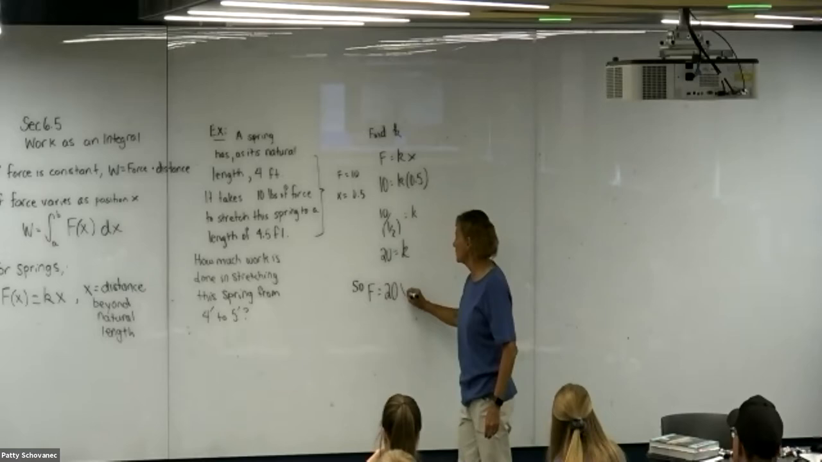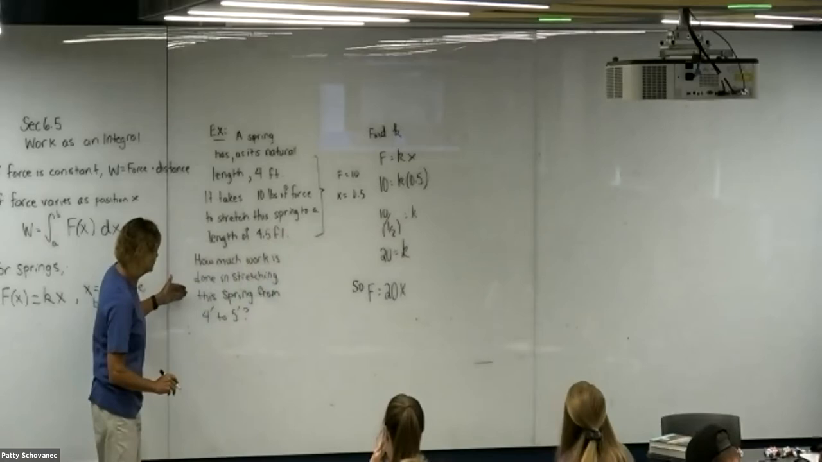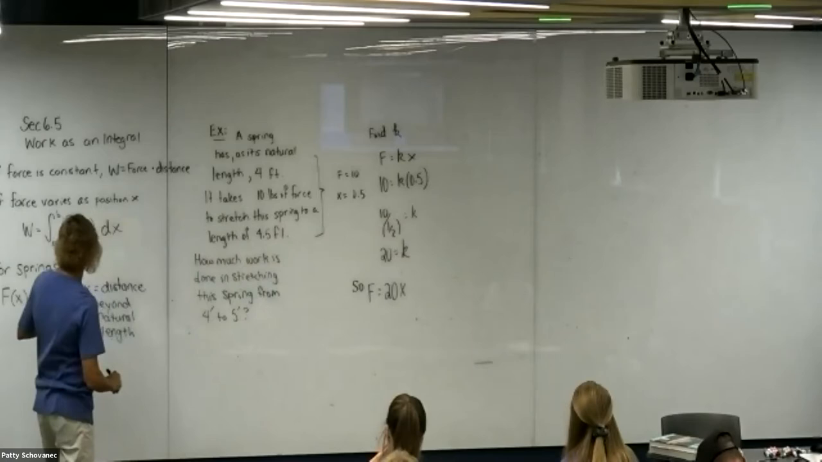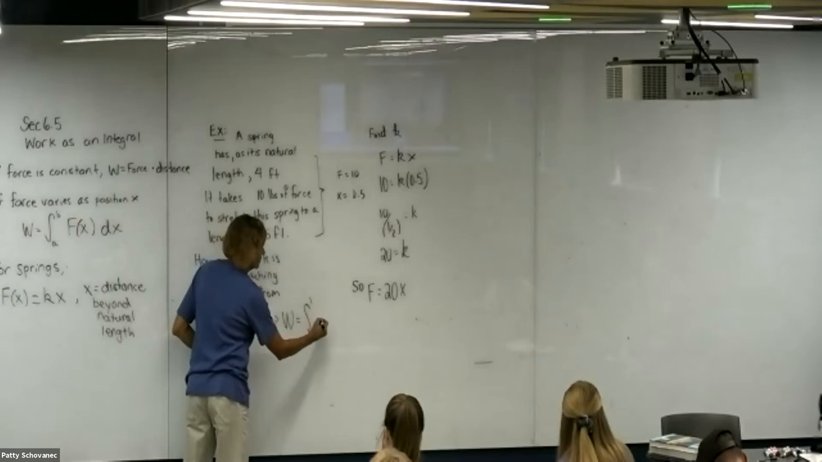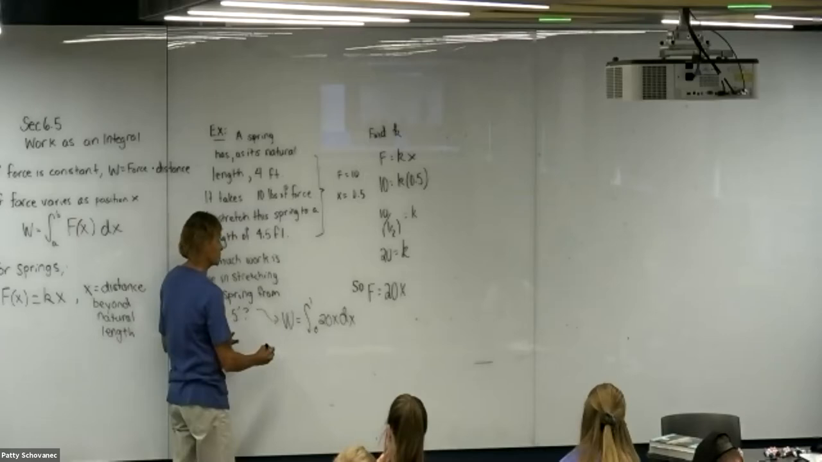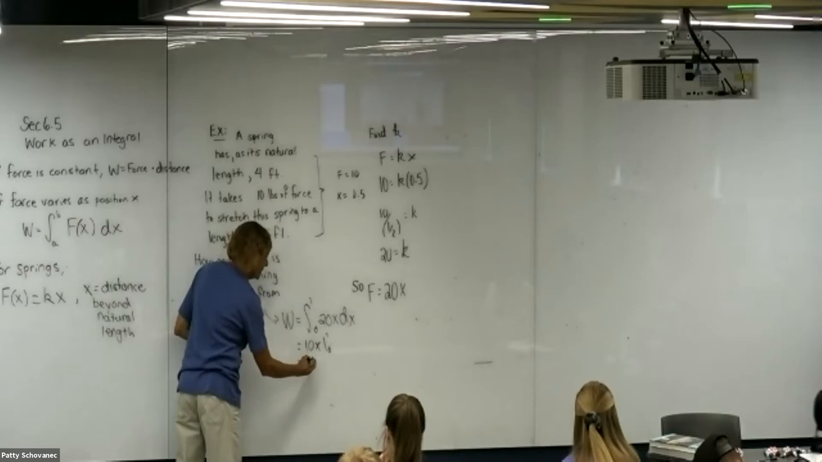Now we can answer the question. How much work is done in stretching the spring from its natural length to 1 foot beyond its natural length? So we just compute the integral from 0 to 1 of 20x dx. I'll get x squared over 2 times the 20. I get 10x squared, from 0 to 1, and I get 10. This would be units of foot pounds.